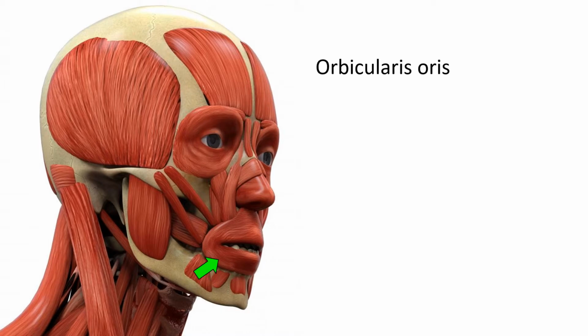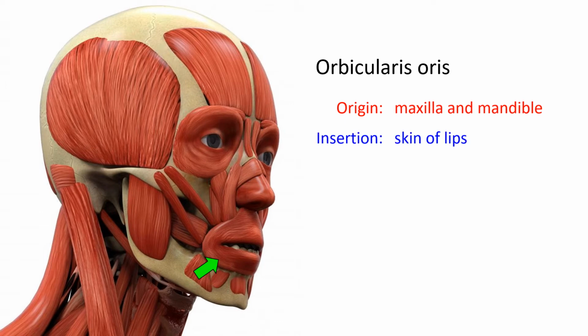This muscle is the orbicularis oris. So its origin is in the maxilla at the mandible. Its insertion is the skin of the lips. And so the action here is it purses the lips, and in the age of selfies, this is something that I actually call the duck face muscle. So when people do that silly expression, this is the muscle that they're using.